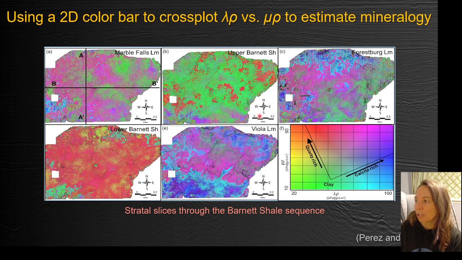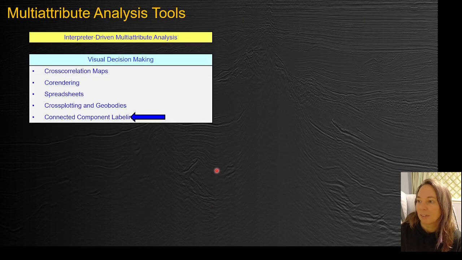And then a few other formations from the Forestburg limestone to the lower Barnett, which is a more quartz-rich clay, it looks like, in the Viola limestone. And so you can hopefully see how that co-rendering of lambda rho, mu rho gives you information about mineralogy.